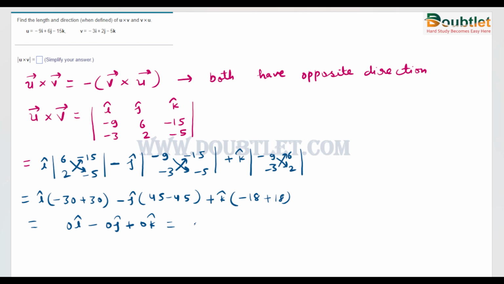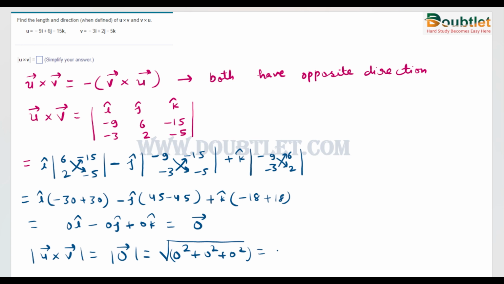So we can write this as the null vector, and if we find the magnitude of u cross v, it is basically the magnitude of the null vector. The magnitude of the null vector is the square root of 0 square plus 0 square plus 0 square, and we know we will get 0 here. So when we find the cross product of the given vectors u and v, we get the null vector, and we can write the magnitude of u cross v as 0.